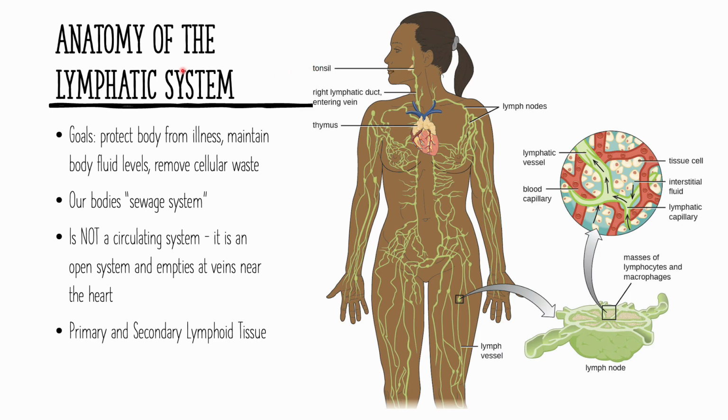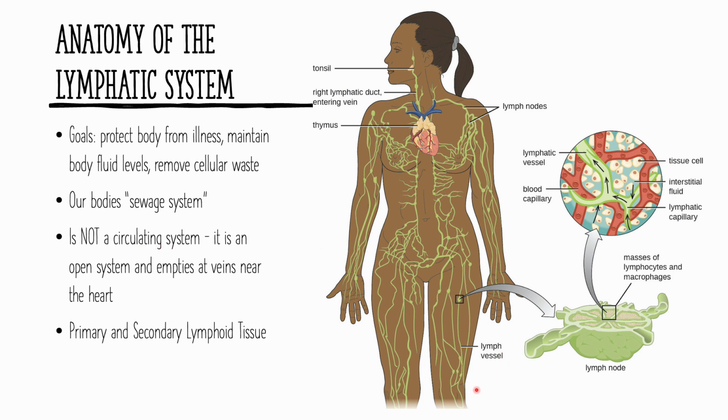The anatomy of the lymphatic system. So the goal of the lymphatic system is to protect our body from illness. This is where a lot of white blood cells hang out, a lot of lymphocytes hang out, B cells, T cells, natural killer cells, other white blood cells that are surveying your body for potential invaders. The lymphatic system also maintains our body fluid levels and removes cellular waste, so you can think of it as your body's sewage system. And unlike the circulatory system, the lymphatic system is not a circulating system.